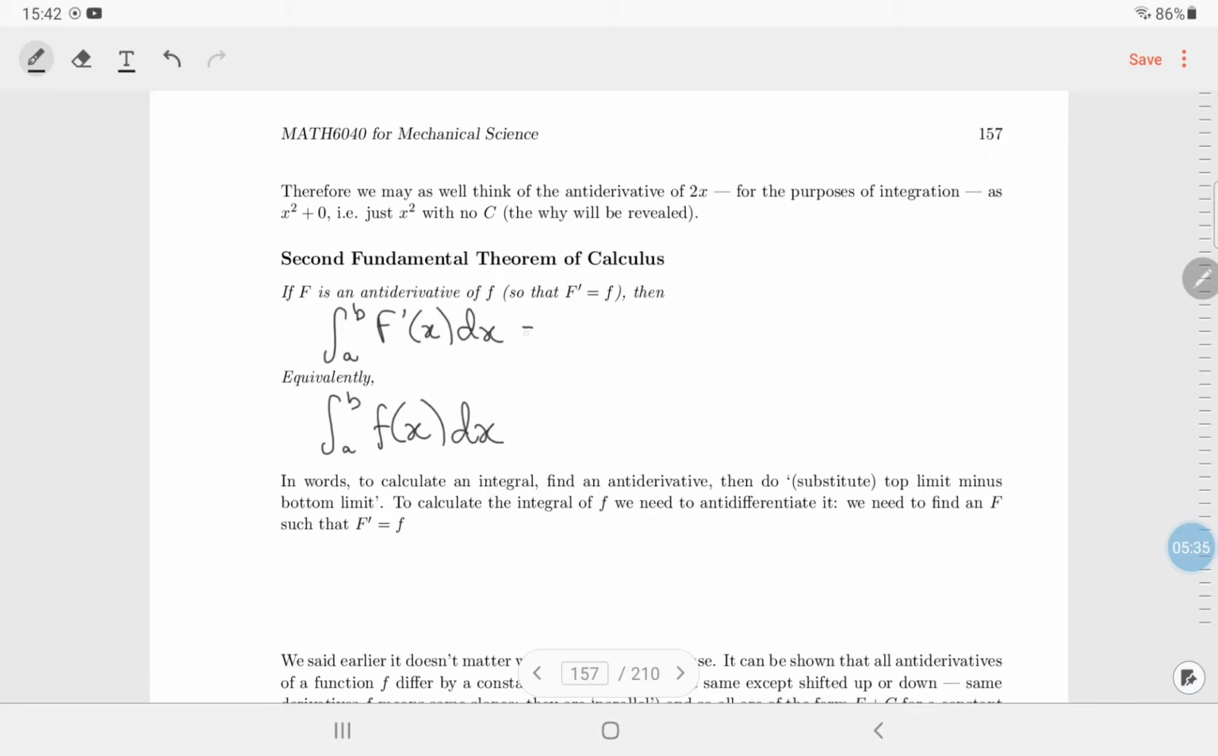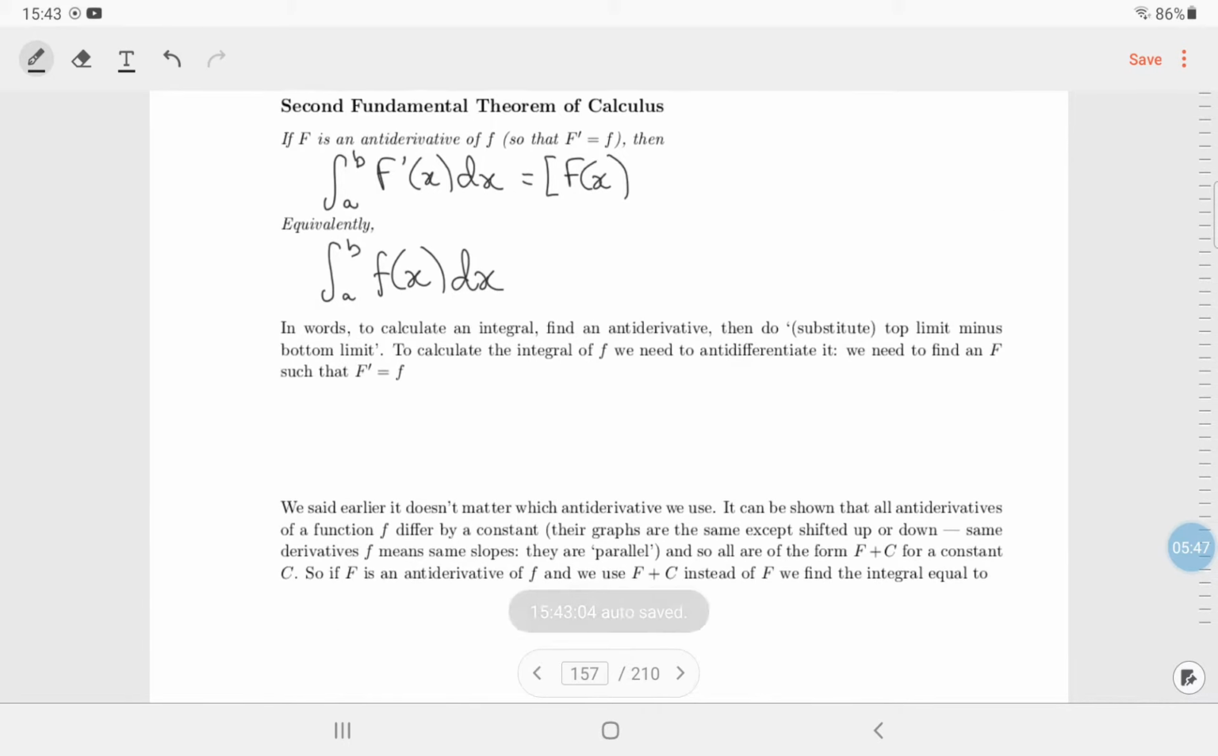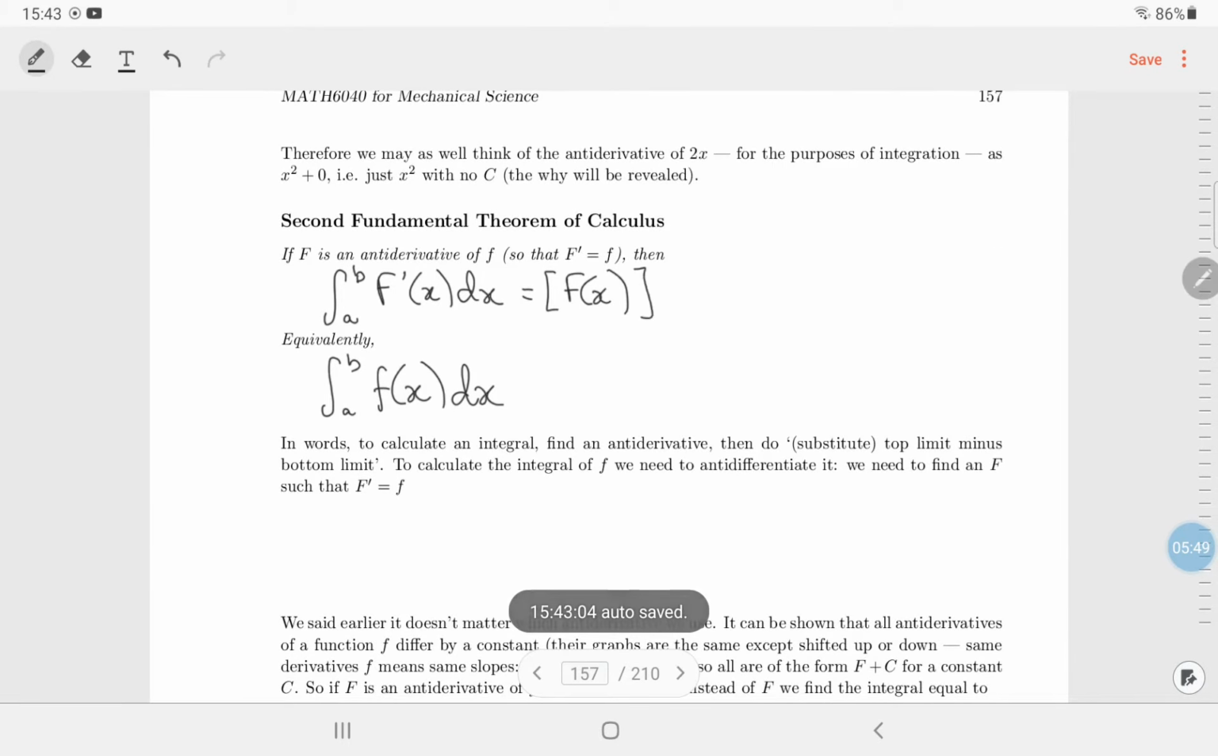It says antidifferentiate, so go from the derivative back to the original function. Now here, this is a scenario where you don't have to put in the plus c. It would just disappear. I think we're going to see this down below. So this is what you write: you antidifferentiate and then you evaluate at the top limit minus evaluate at the bottom limit. That this gives you the correct answer is called the second fundamental theorem of calculus.